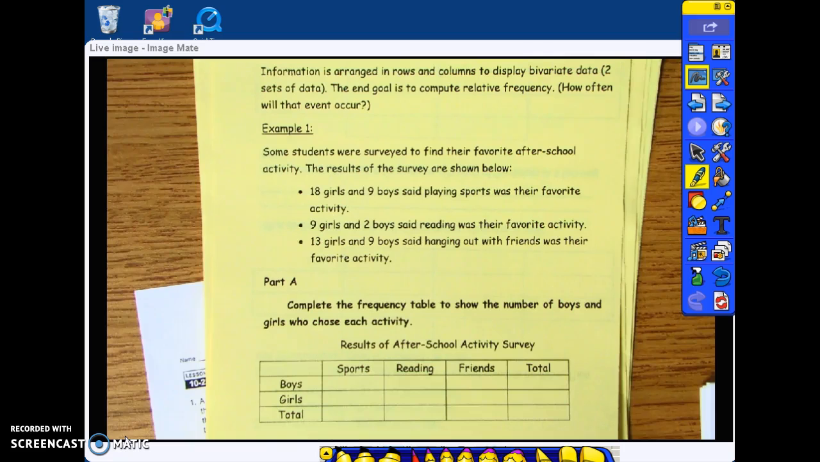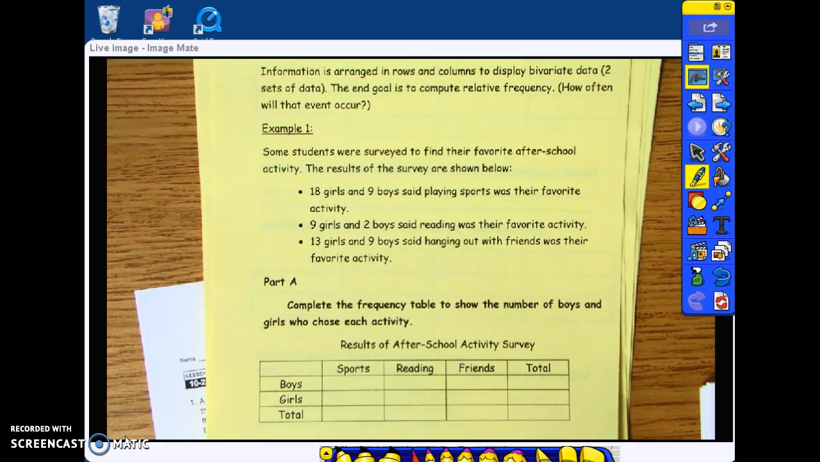18 girls and 9 boys said playing sports was their favorite activity. 9 girls and 2 boys said reading was their favorite activity. 13 girls and 9 boys said hanging out with their friends was their favorite activity. Complete the frequency table to show the number of boys and girls who chose each activity.